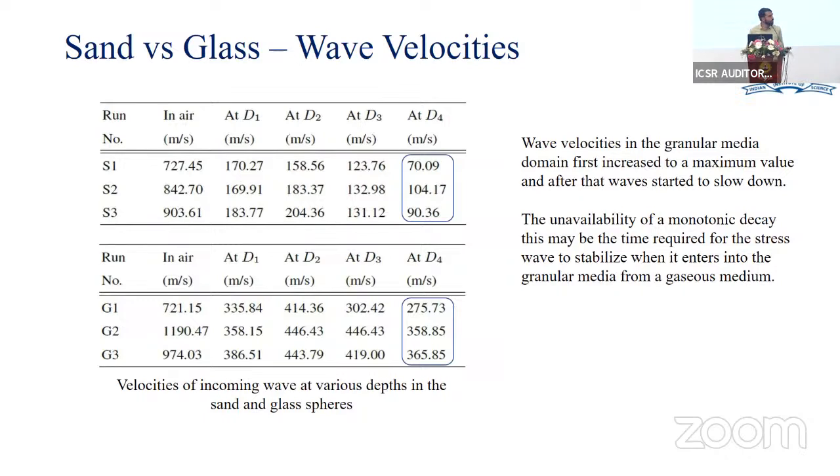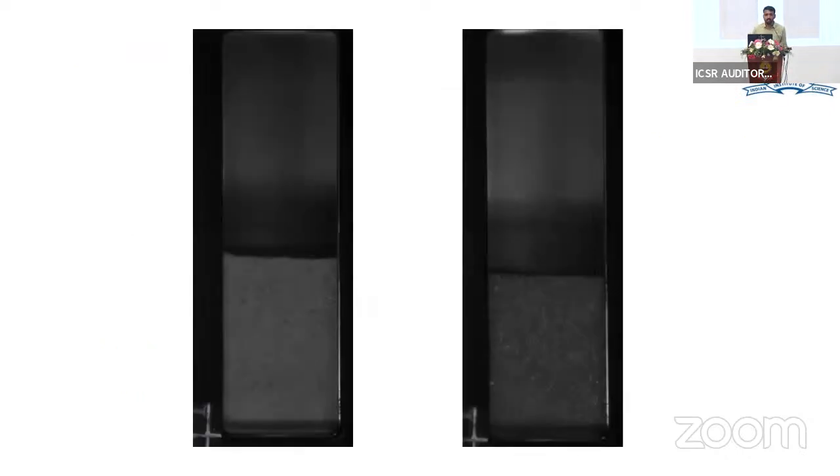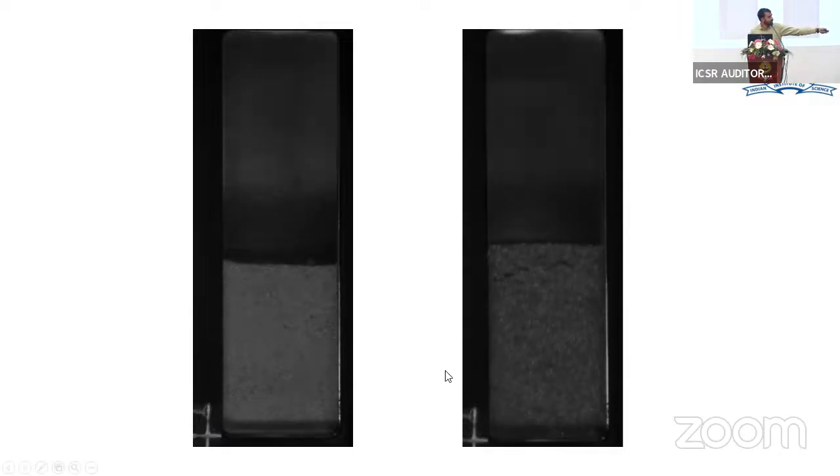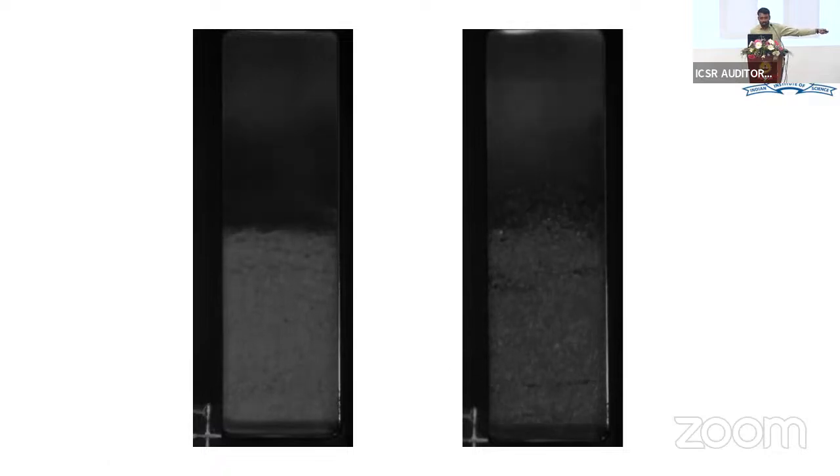So we did some experiments to visualize what was happening inside the granular media. This is one of the videos. The left one is for sand, and the right one is for the glass bead that we have used here. We tried to impose similar blast wave energy on these two cases, and this is what we found out. For sand, the vibration inside the sand is decaying very fast, whereas the vibration inside the glass bead is not decaying very fast.